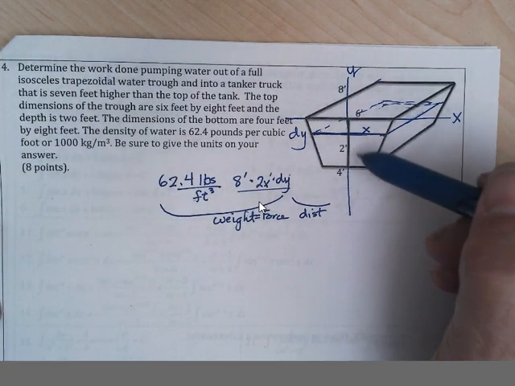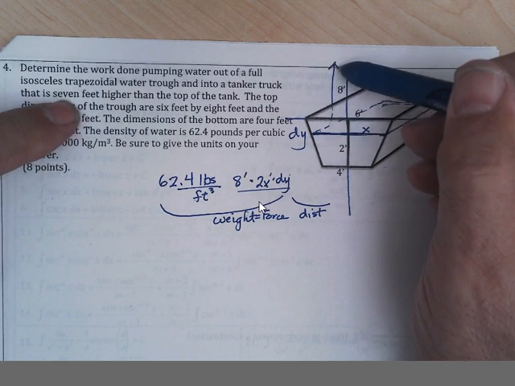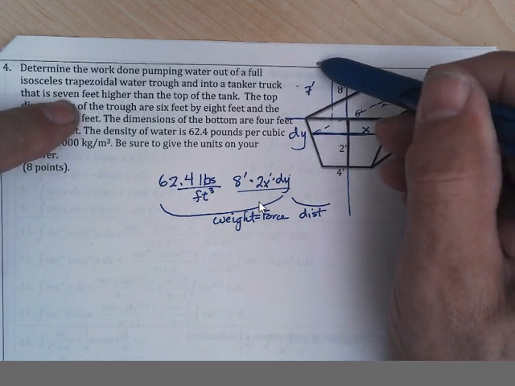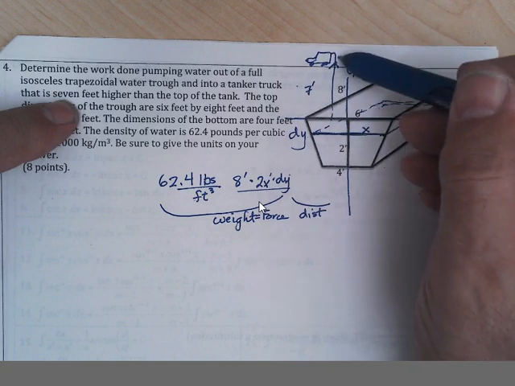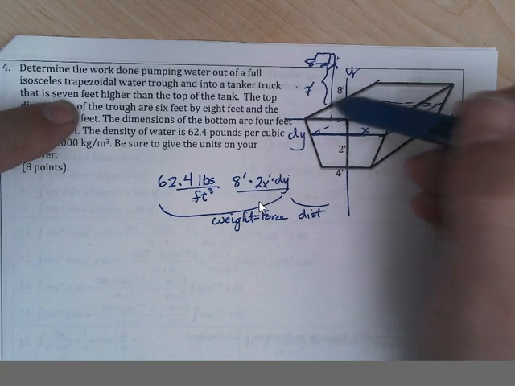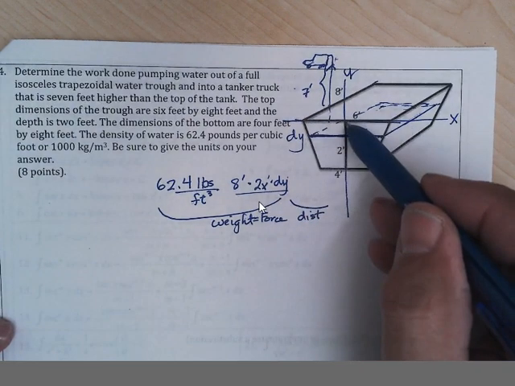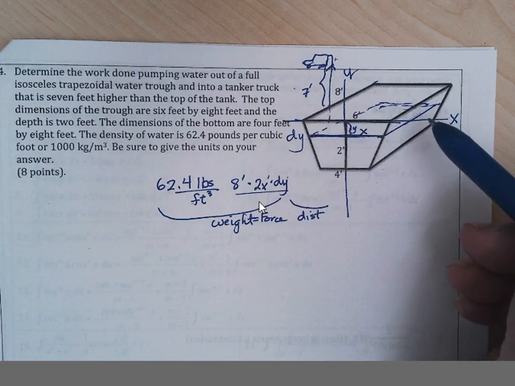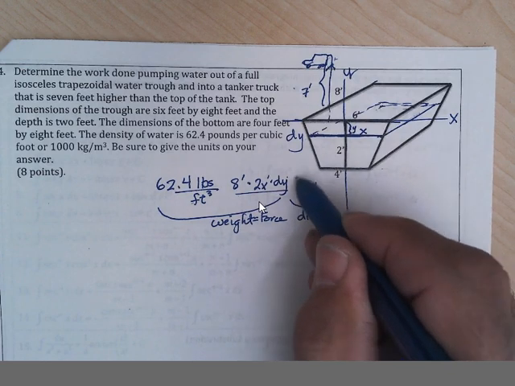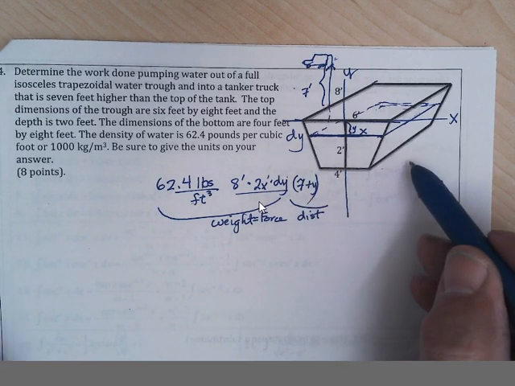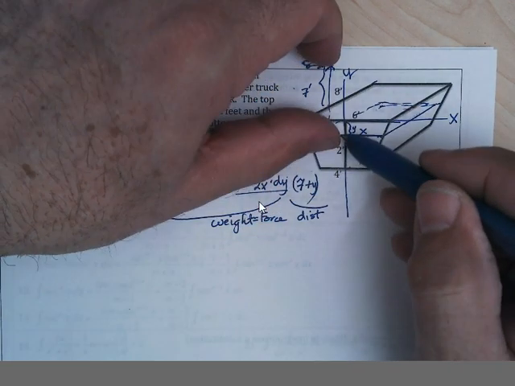Now, the distance, since we're supposed to be pumping it into a truck 7 feet higher, so up here 7 feet somewhere is a truck. Then we're pumping this in 7 feet higher. So how far do I have to lift it? Well, by putting my axis here, this could be y, and the distance I need to lift it is 7 plus y. Now if I'd put my axis down here, then this would have been y, and the distance I have to lift it is 9 minus y.